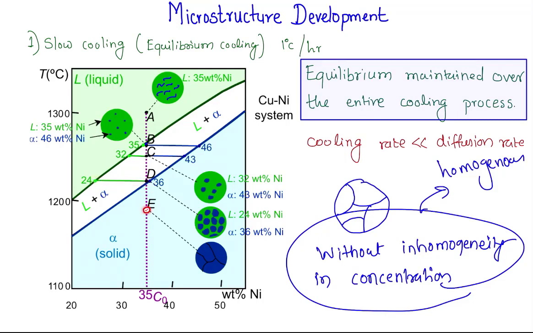As you come to point E, that is completely in the solid state, we can see the grain-like microstructure with homogeneous concentration. Here you have to remember that since the cooling rate is very much less than the diffusion rate, atoms get sufficient time and that's why there is no change in the concentration. So here we can call it homogeneous concentration.